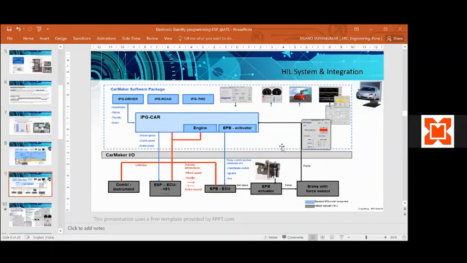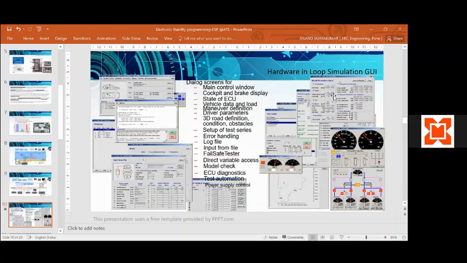And nowadays the ESP is along with the EPB, electronic parking brake system, which can also be integrated in the system for the assessment of effective parking brake system. This is the GUI, graphical user interface, where various inputs are required to be fed into the system to create the model and create the environment to conduct a simulation.